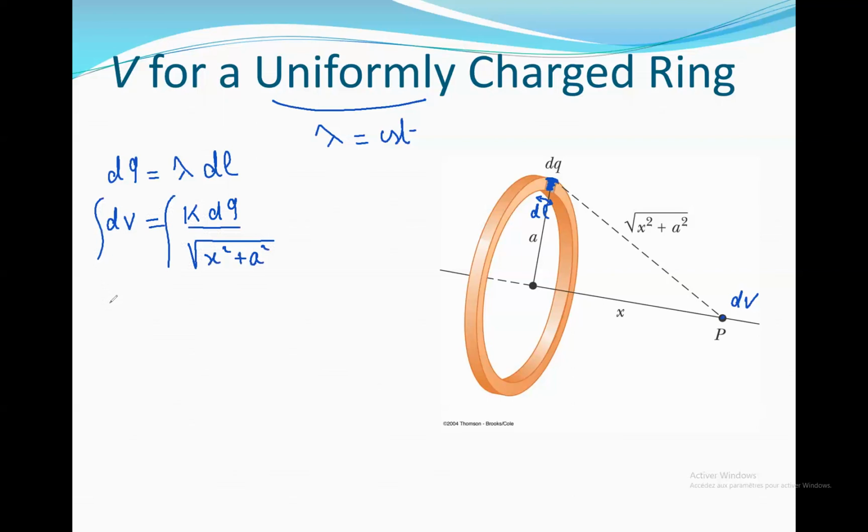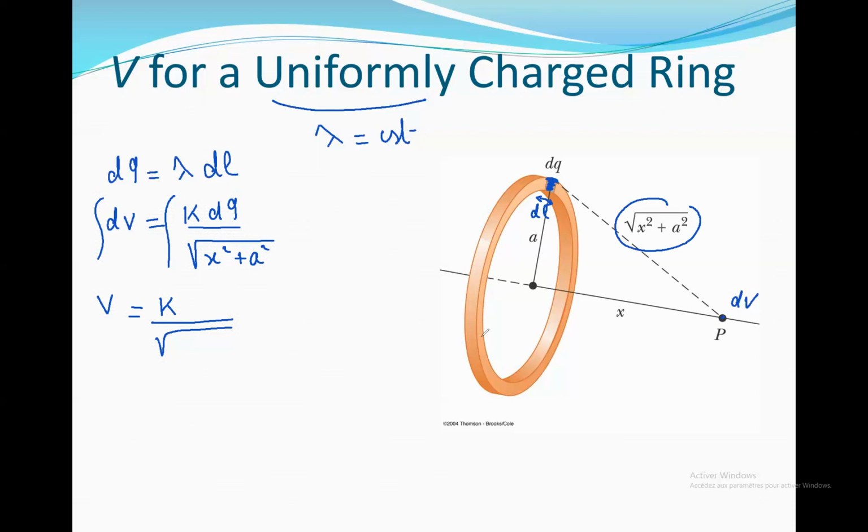Integral dV equals V, we can say V at point P, equals K is constant. In this case, X is constant, A is constant, so we can take this one out. How can we know if X is constant? We have to move dq on the ring and see if X or A change. By moving dq, A will be constant and X must be constant. And also this one must be constant.